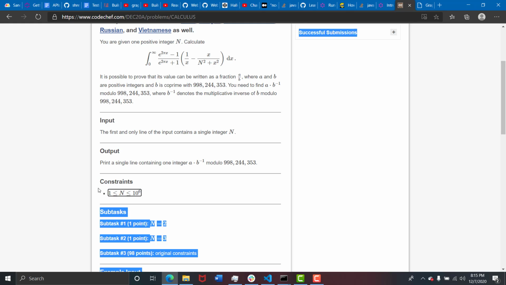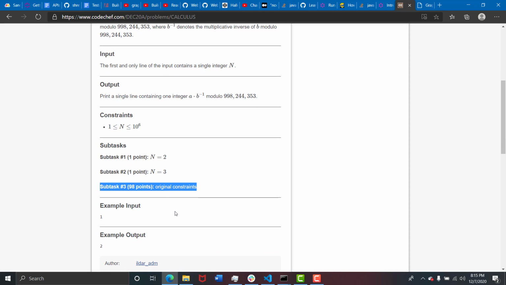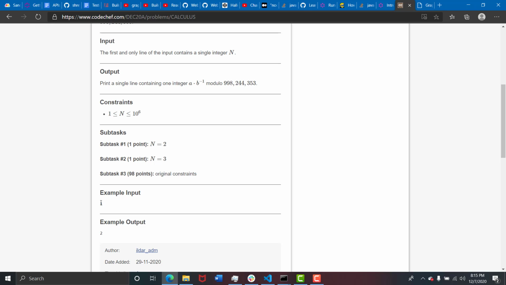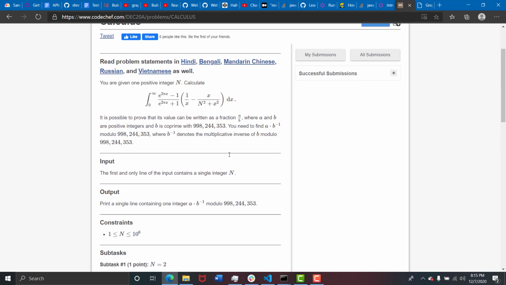That means your answer should be mod. The first point is very easy to score, just solve it for n equals 2. The next point is also easy to score, solve it for n equals 3. And the original constraints are 98 points. The example input is n equals 1, and the answer is 2.